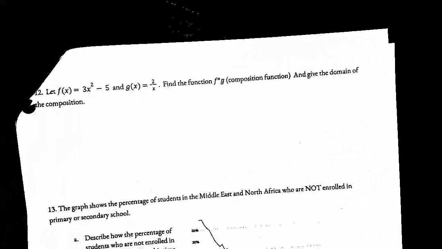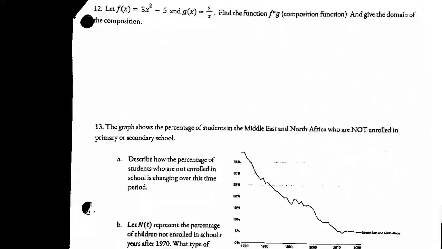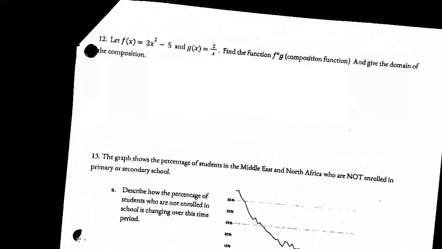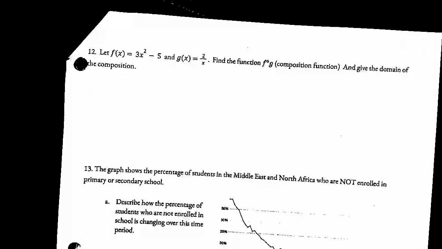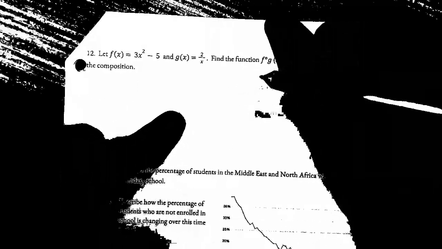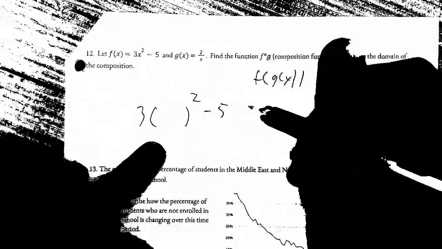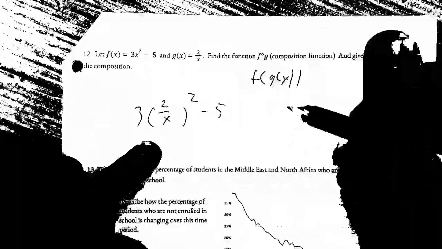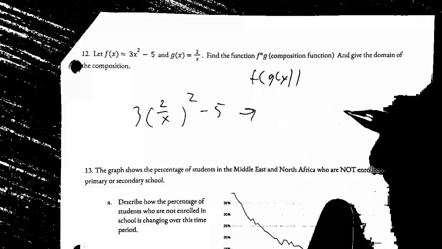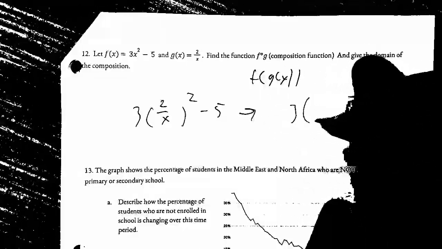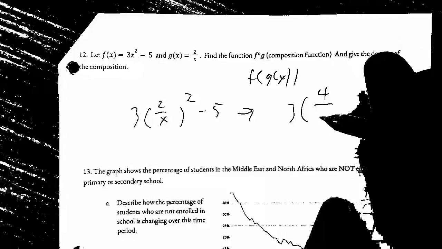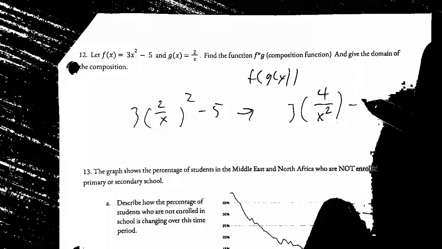All right, last page. Let f of x equal 3x squared minus 5, and g of x is 2 over x. Find the function f of g. Give the domain of the composition. So f of g, let's rewrite this, f of g of x. My big function is the f, so it's 3 something squared minus 5. What are we squaring? We're squaring 2 over x. So let's simplify this. We can rewrite this as 3 times 4 over x squared minus 5.